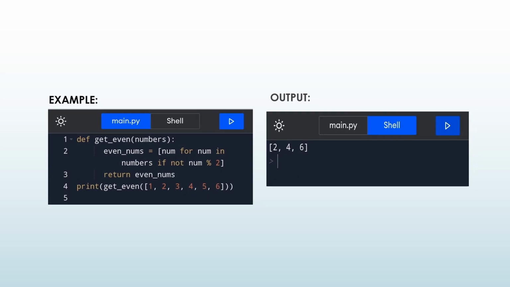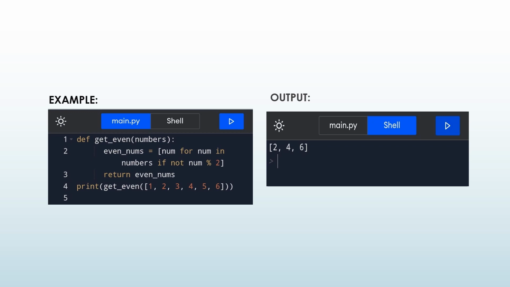For our better understanding, let us look into the example. This code defines a function named getEven that takes a list of numbers as its parameter. Inside the function, there is a list comprehension that iterates over each element num in the numbers list. The condition not num mod 2 checks if the element is divisible evenly by 2, that is, whether it's an even number. If the condition evaluates to true, the number is added to the even numbers list. Finally, the function returns the even numbers list. This contains only even numbers from the original input list.